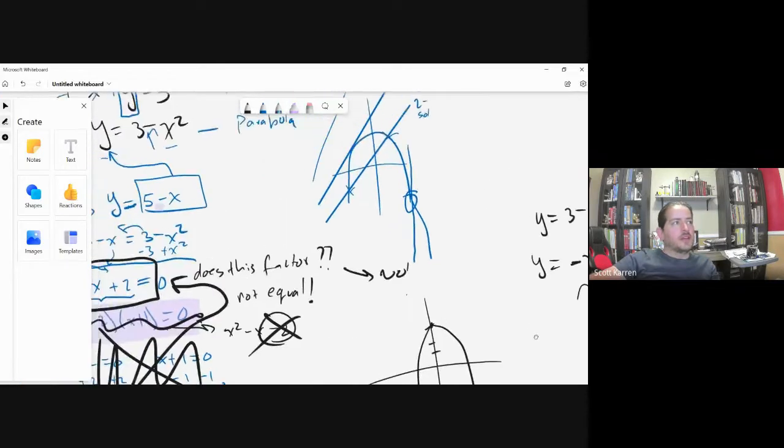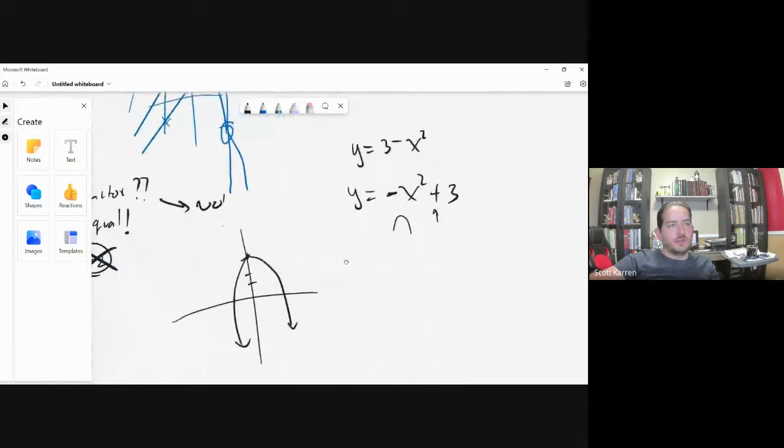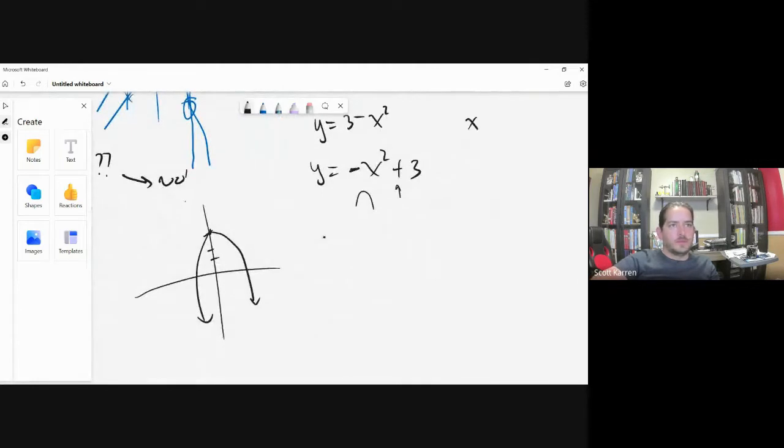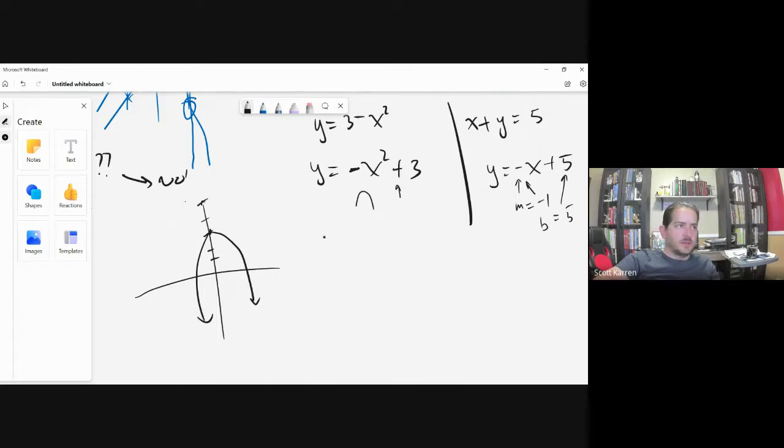But if I graph the line, that line was x plus y equals 5. I would subtract the x to the other side to get y equals negative x plus 5. So that's just a line with slope -1 with an intercept of 5. Right? So that is up here. And if it's got a slope of -1, it's going to look like that. And these guys don't touch. So there is no solution. Right?